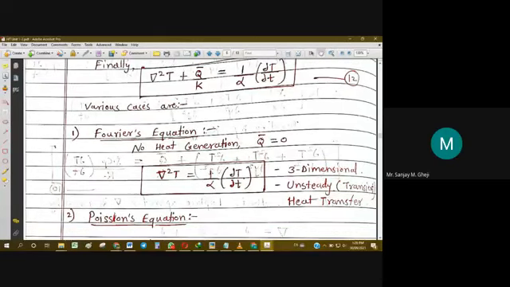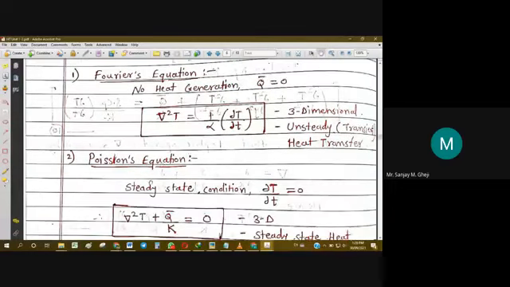This is known as Fourier's equation. It is three-dimensional in nature because del square T represents all three directions x, y, and z. It is a three-dimensional equation, and it is an unsteady equation. Unsteady means the temperature T is changing with respect to time t, and del T by del t is not zero. So that means unsteady state heat transfer, or transient condition of heat transfer.